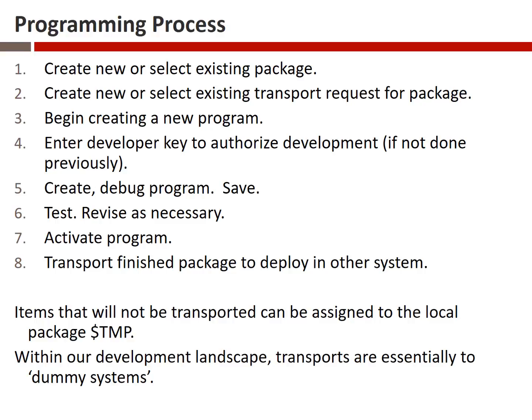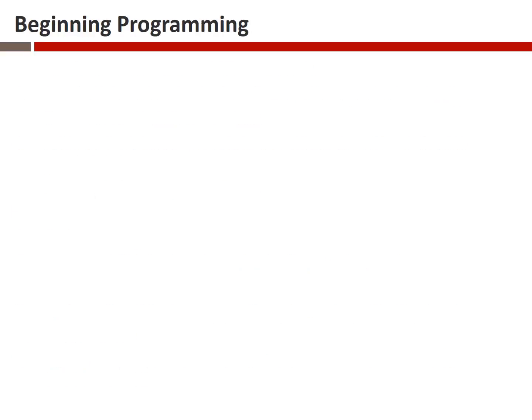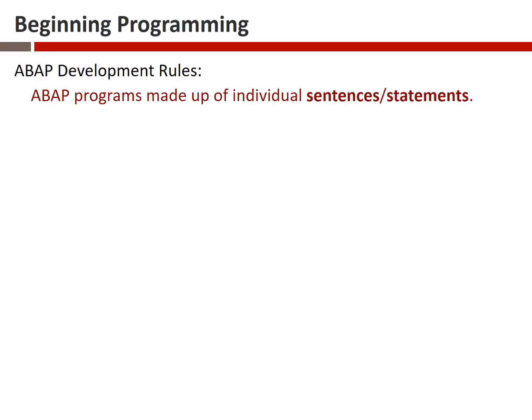Let's do one more slide and then we'll call it good. Let me give you some ABAP programming starters here to get us going. ABAP programs are made up of individual lines of code, like in other programming languages. But more formally, ABAP calls a line of code a sentence, or alternately a statement. So if you ever hear someone talking about an ABAP sentence, just know that they mean a line of ABAP code.